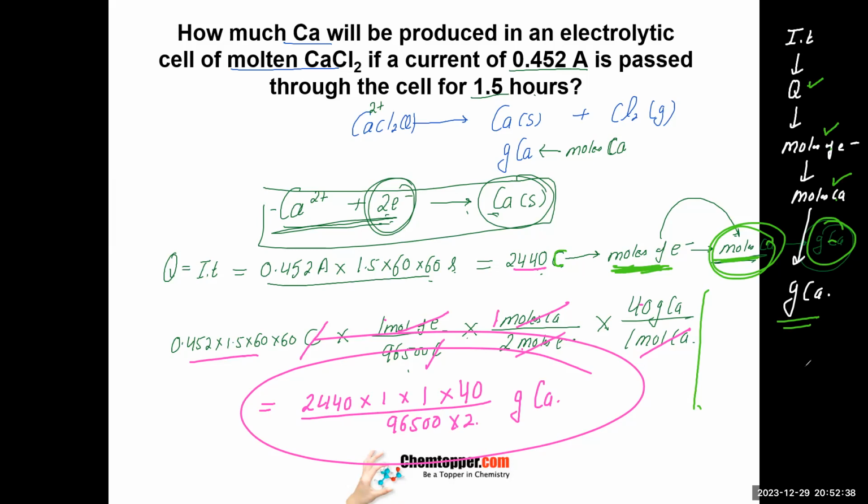Yes, yes. They will give you 96,500 coulombs is 1 mole of electron. They will give you this in the exam, in the formula sheet. That will be given to you.